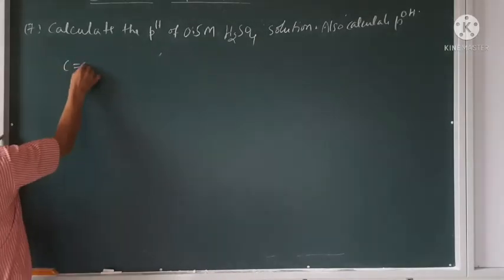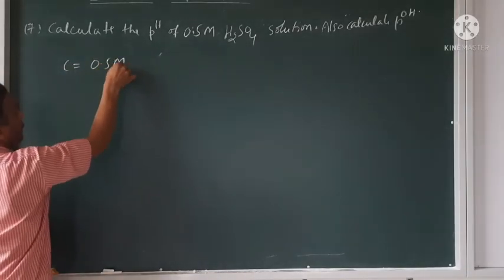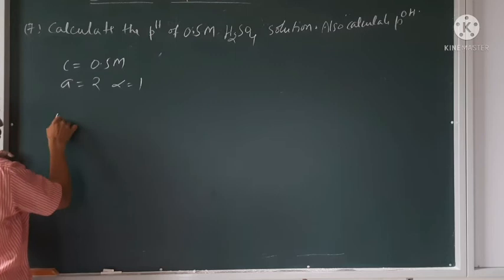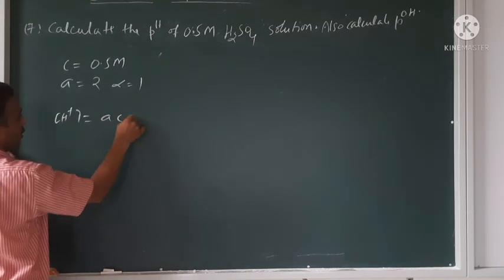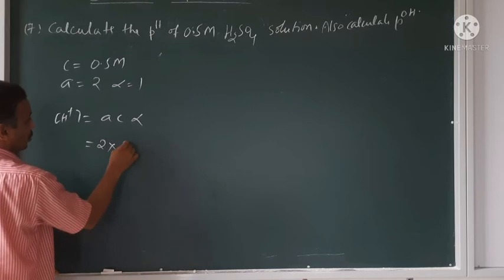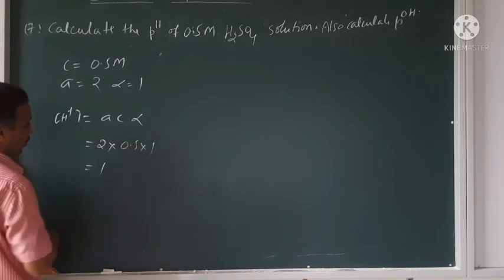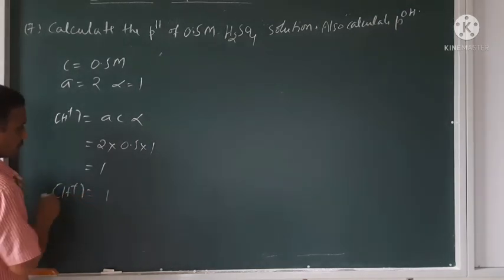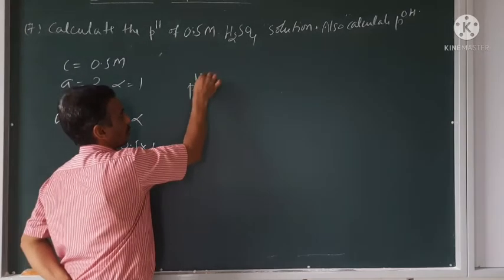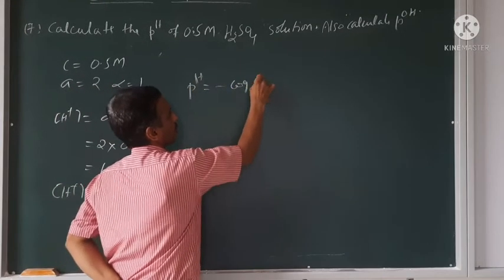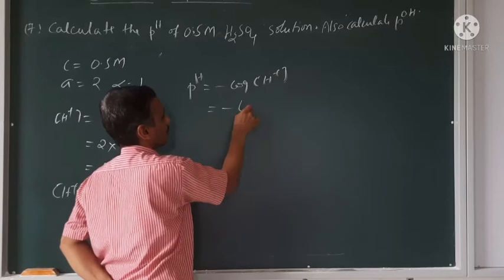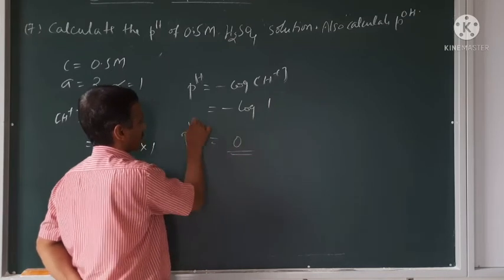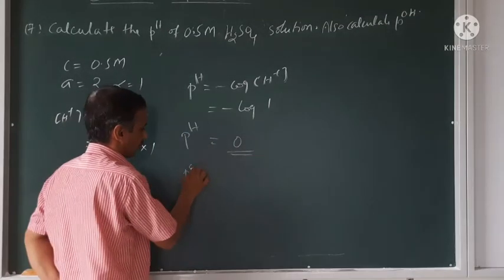Next problem. Calculate the pH of 0.5 M sulfuric acid. So C is 0.5 M. A is 2 for sulfuric acid. Alpha is 1. So H plus concentration is equal to A into C into alpha, which is equal to 2 into 0.5 into 1, which is equal to 1. So H plus concentration is equal to 1 only. pH is equal to negative logarithm of H plus concentration, which is equal to negative logarithm of 1, or 0 is the pH. Remember this. pOH is 14.